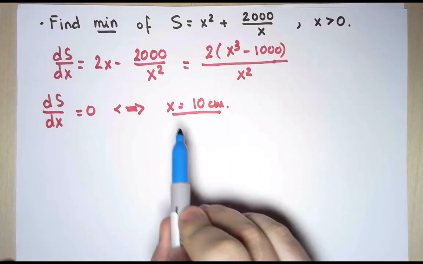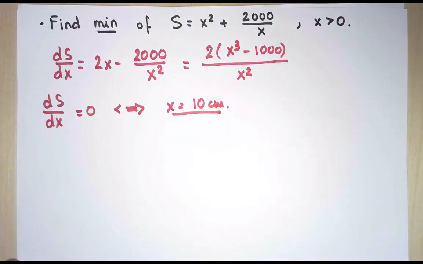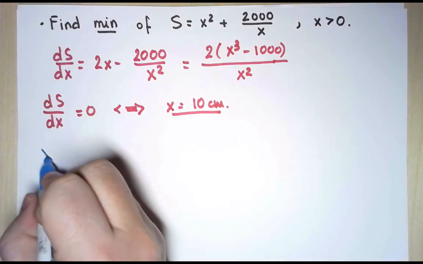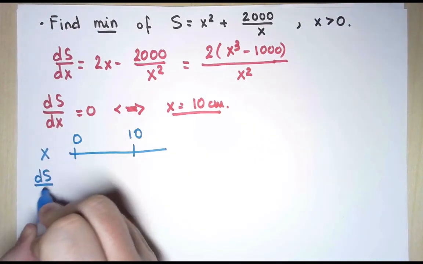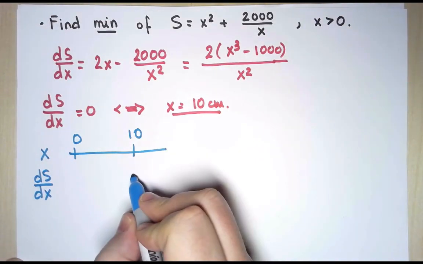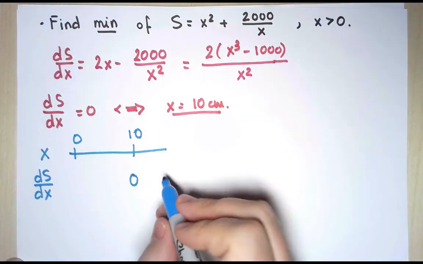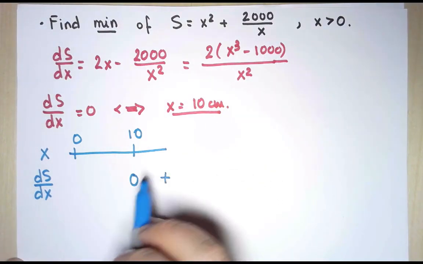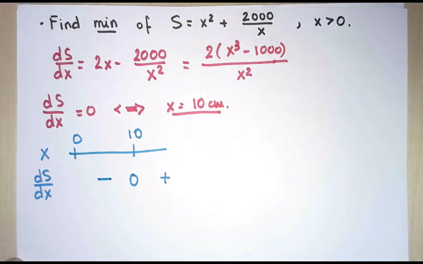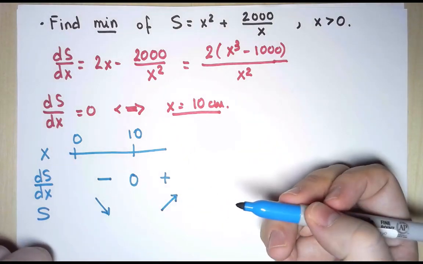What I'm going to do is look at how the function behaves to the left and to the right of 10. I know that at 10 the derivative is 0. Now when x is greater than 10, the derivative is positive, and when x is smaller than 10, the derivative is negative. Therefore, the function S is decreasing all the way to 10 and increasing all the way after 10.